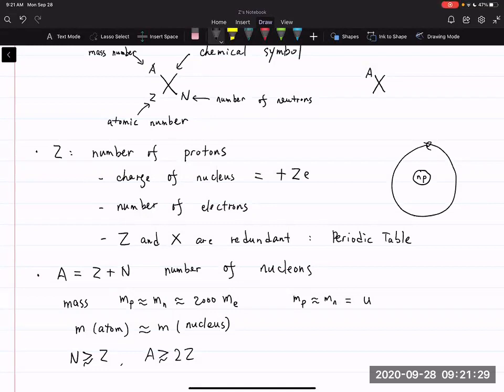You can argue, why do we use X and A? How about X and N? Of course, that's also okay. Instead of writing hydrogen 1, indicating the total mass number is 1, with no neutron, you can also write X and N, so hydrogen 0, no neutrons. That is also okay.